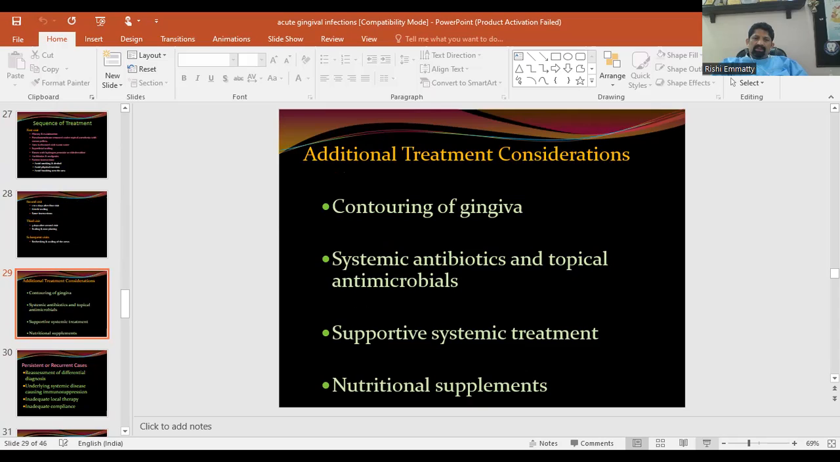Additional treatment considerations: contouring of the gingiva. If the gingiva is in a different shape, like with sloughing, the contour of the gingiva will be lost. You can do contouring by gingivoplasty. Systemic antibiotics and topical antimicrobials: if the patient is having sloughing and pain, you can give systemic or topical antimicrobials. Supportive systemic treatment and nutritional supplements have to be given. If the patient is very weak, you should always give nutritional supplements.